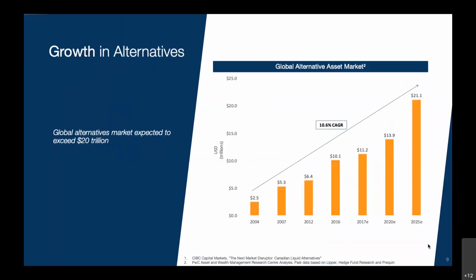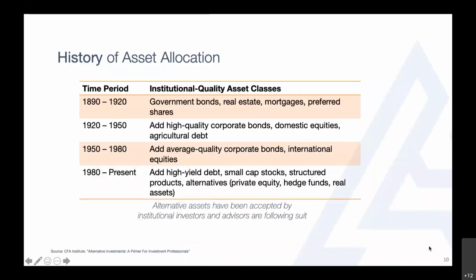So going over a brief overview of the alternative investment sector, it's been growing at a double-digit rate, 10.6% annualized, and is expected to continue to grow to exceed 20 trillion globally over the next few years. So they continue to attract investors and get significant inflows to alternative investments. And why is this happening?